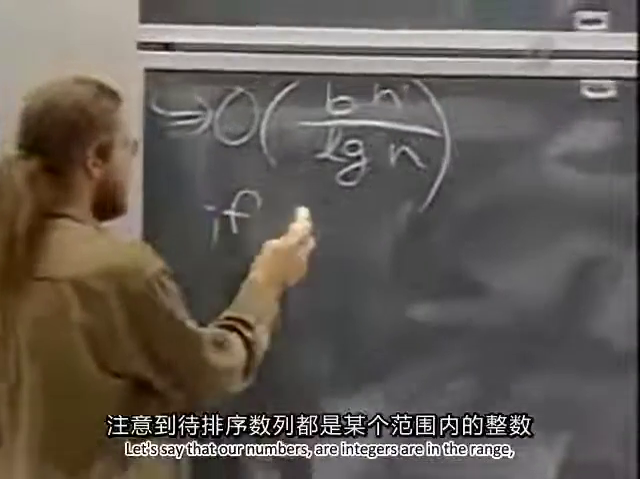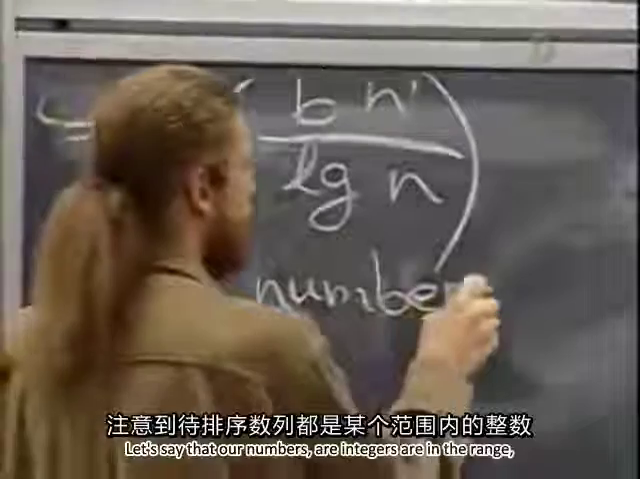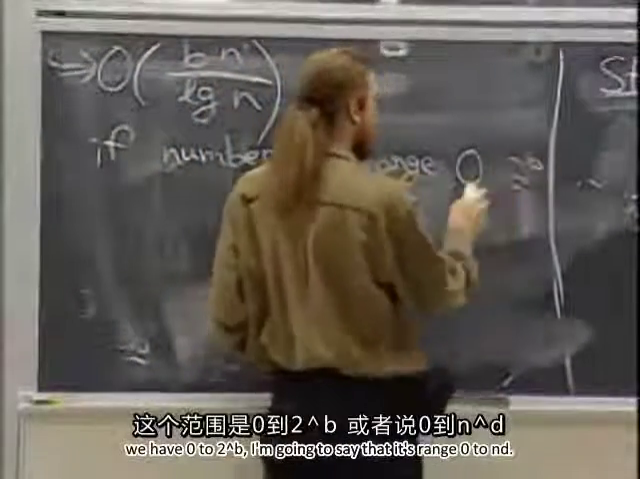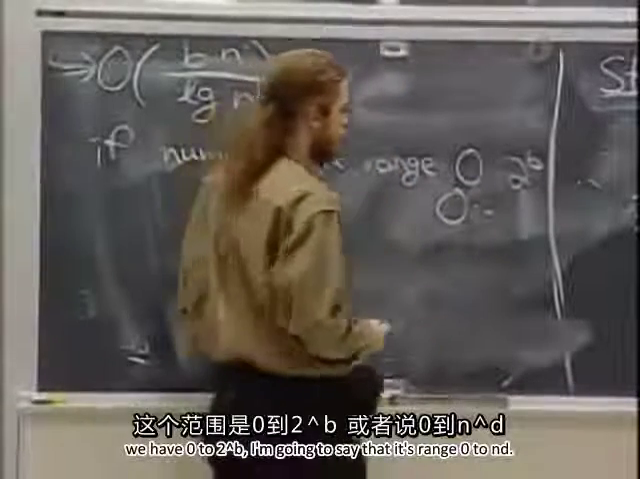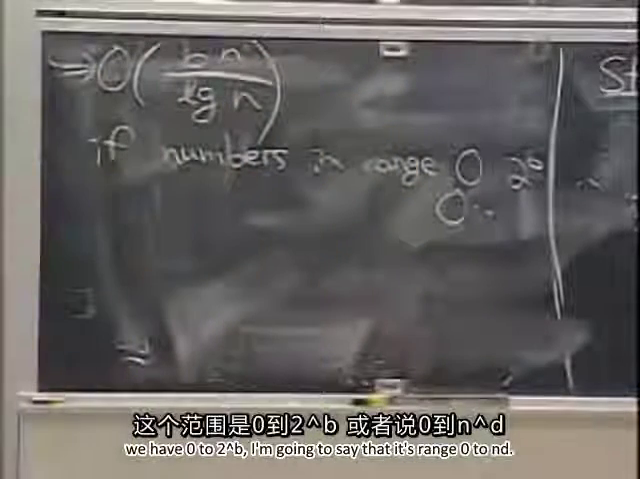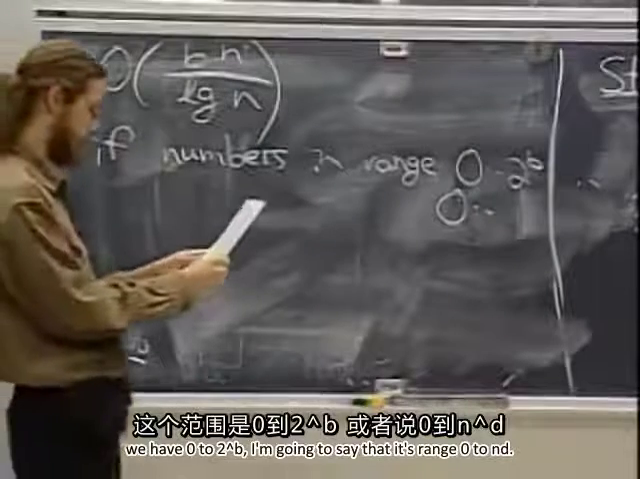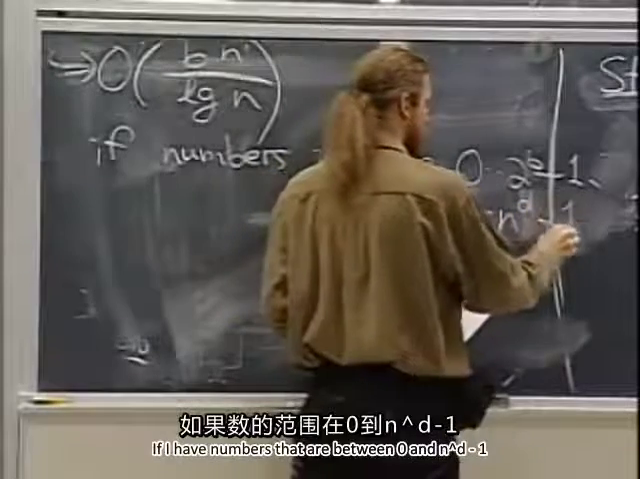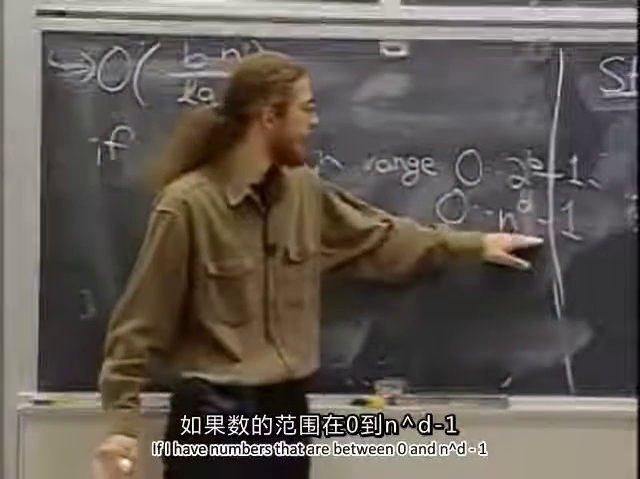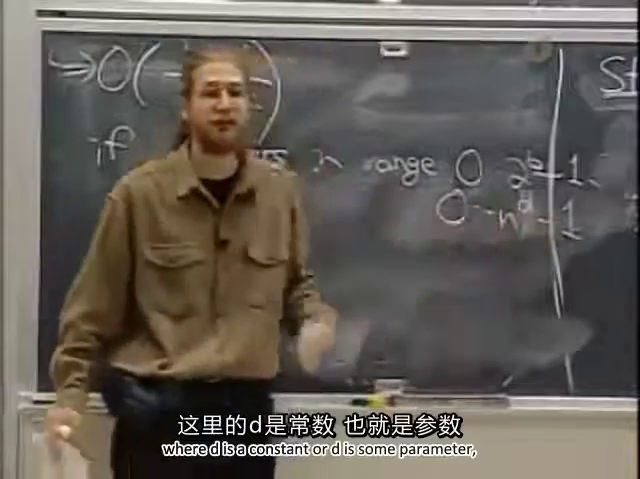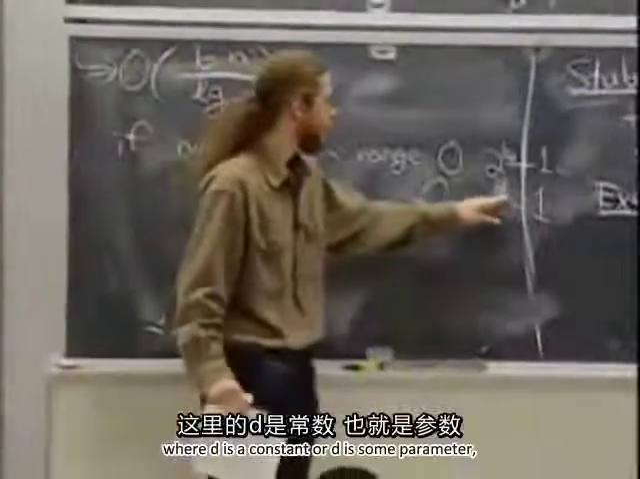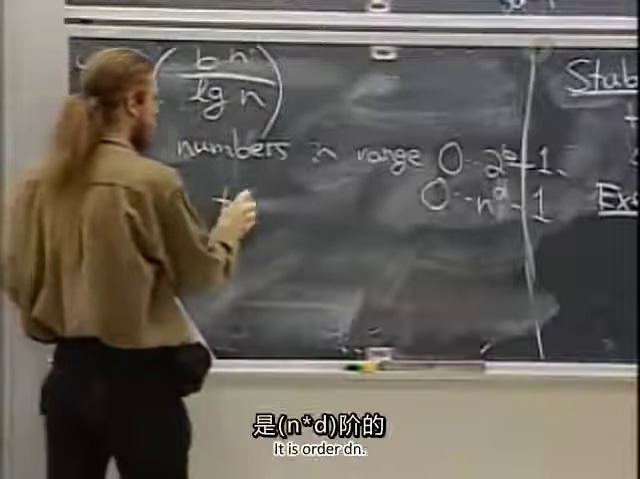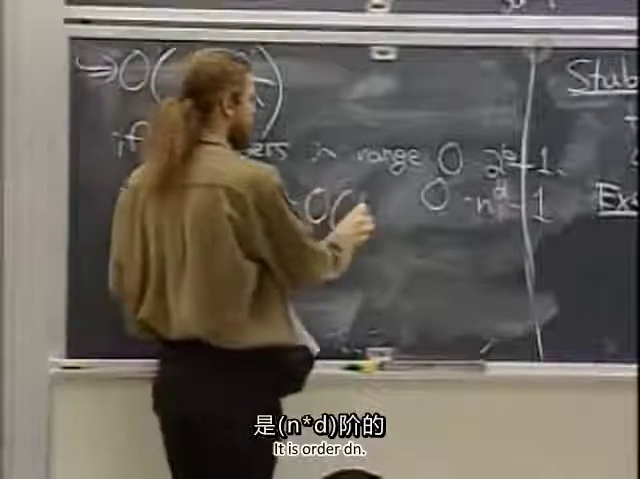So let's say that our integers are in the range 0 to 2 to the b. I'm going to say that it's range 0 to some polynomial in n, say n to the d. This should be a -1 here. If I have numbers that are between 0 and n to the d minus 1, where d is a constant, or d is some parameter, so this is a polynomial in n, then you work out this running time, it's order d times n.